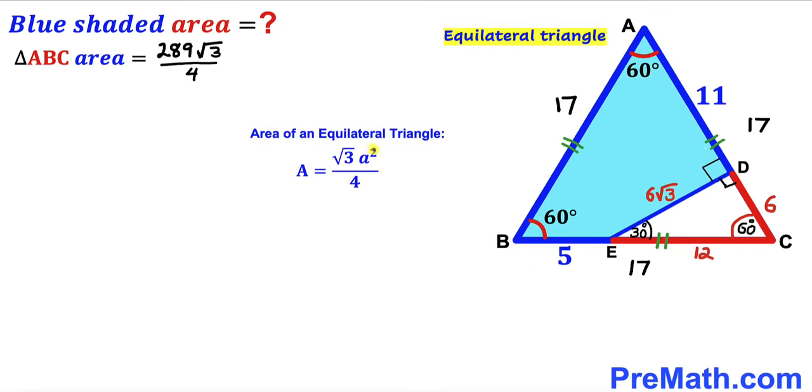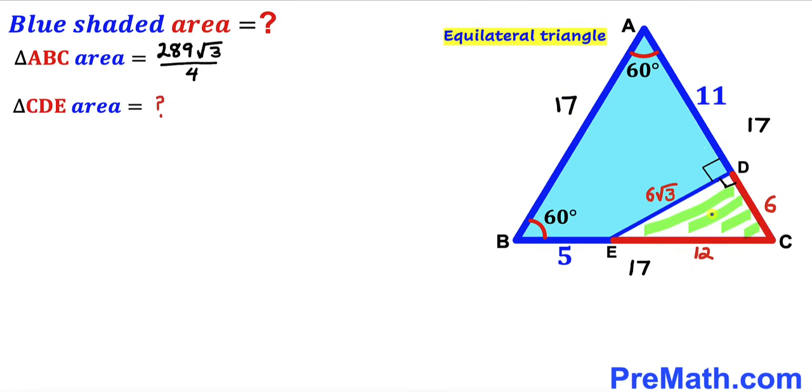And we could have used another formula as well, since we are dealing with this equilateral triangle. The area of this equilateral triangle is always equal to square root of 3 divided by 4 times A squared. In our case, our A value is 17.